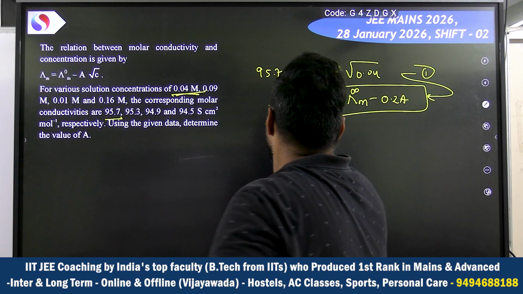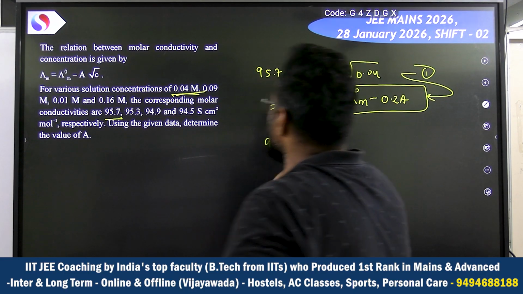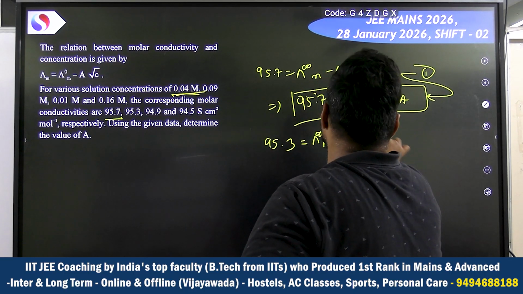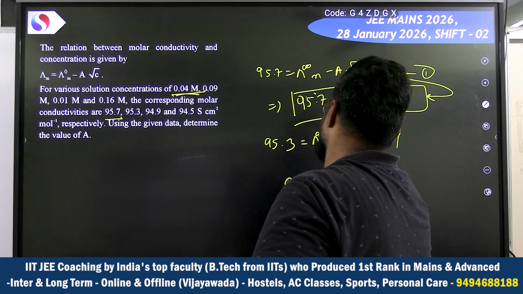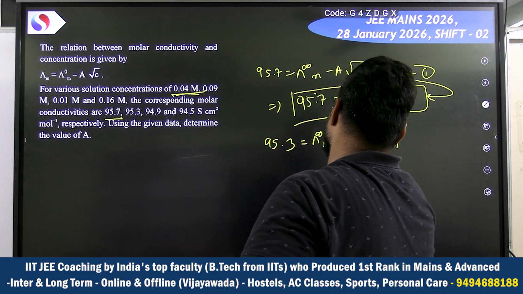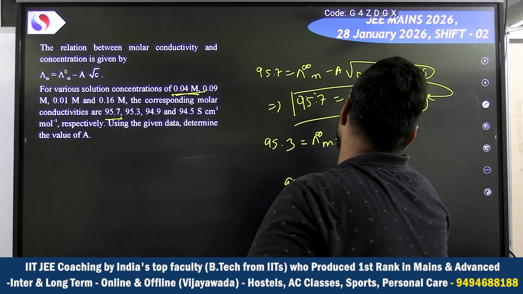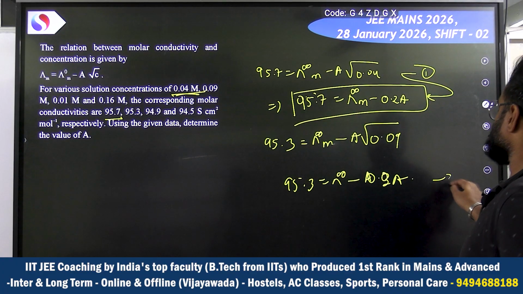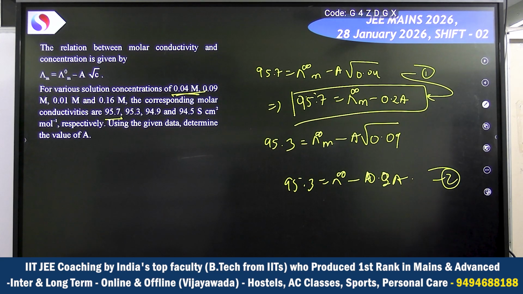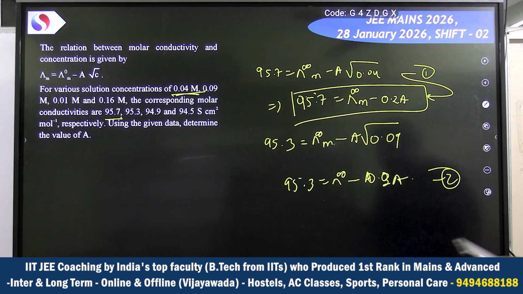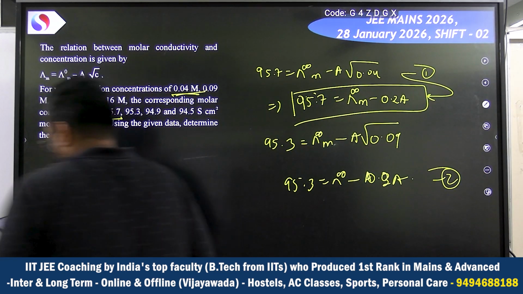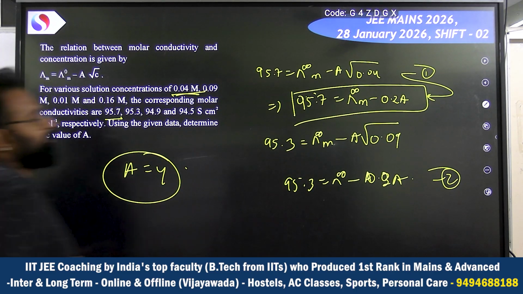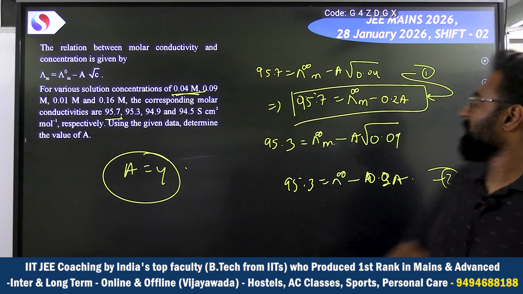Then 95.3 is equal to lambda infinity m minus a under root 0.09. So 95.3 is equal to lambda infinity minus 0.3a. This is second equation. Solve both equations. What is the final formula? By solving these two equations, A is directly 4.